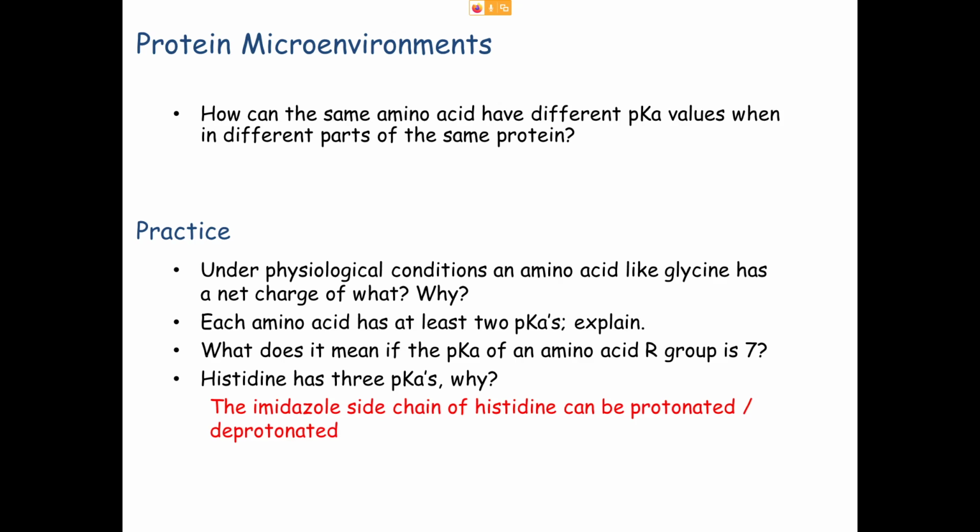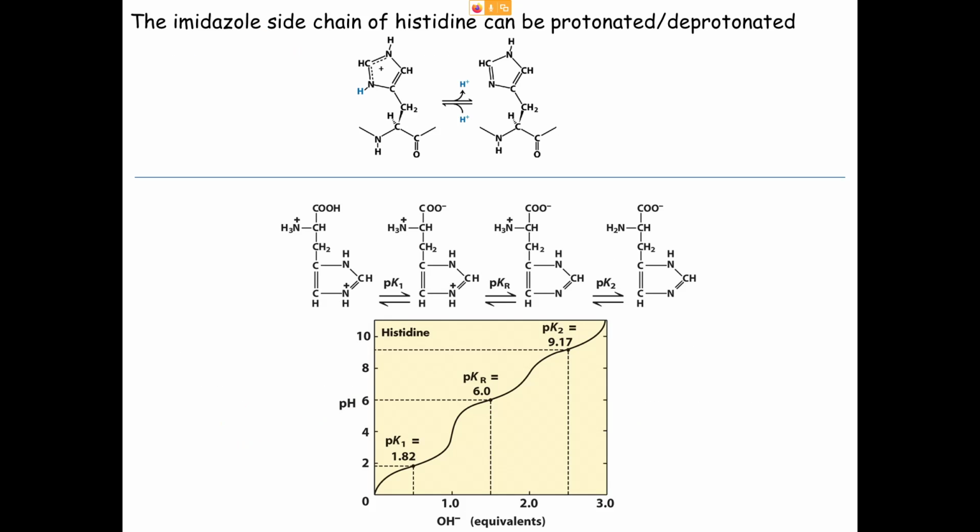So there's the carboxyl group and the amino group, which all amino acids have. And then there's the imidazole ring. That's the ring of the histidine with those 2 nitrogens in it. That side chain of histidine can be protonated or deprotonated. So let's look at that one like we did our alanine. Here's the same analysis that we did for alanine, except this time for histidine. So in this case, instead of having 3 forms, it can exist in 4 forms.